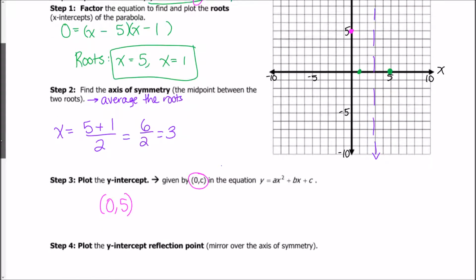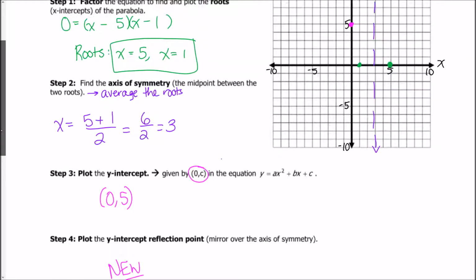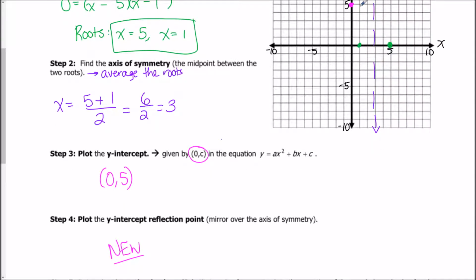Okay? Step 4 says to plot the y-intercept reflection point. Now this step is new. We did not do this the other day in class. So if you guys notice right here, it's 3 steps to the axis of symmetry, so that means that the reflection point is 3 steps away. So here's where my reflection point is going to be.